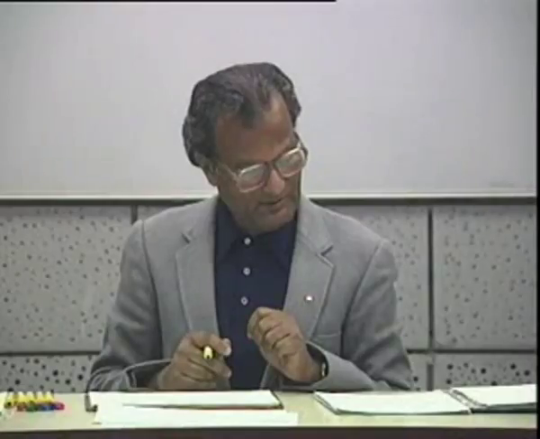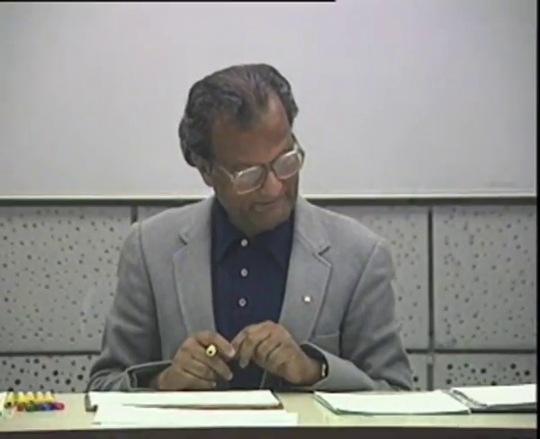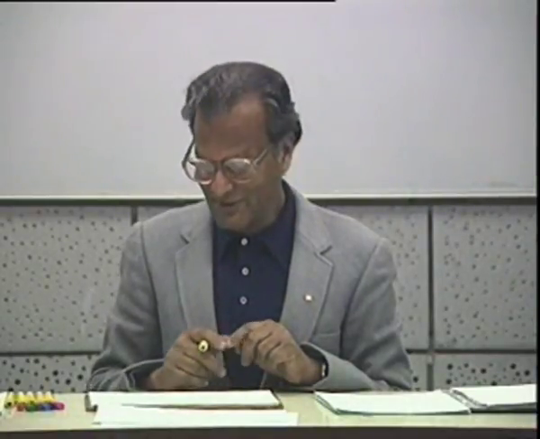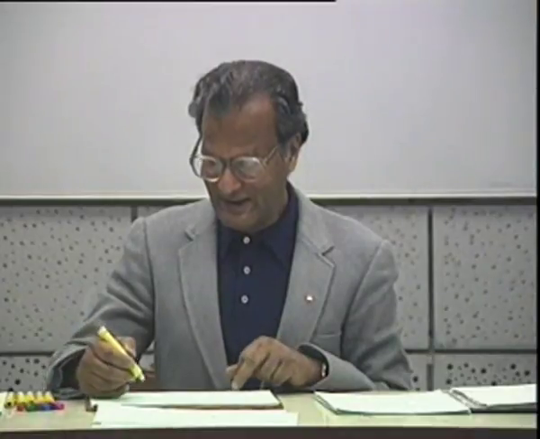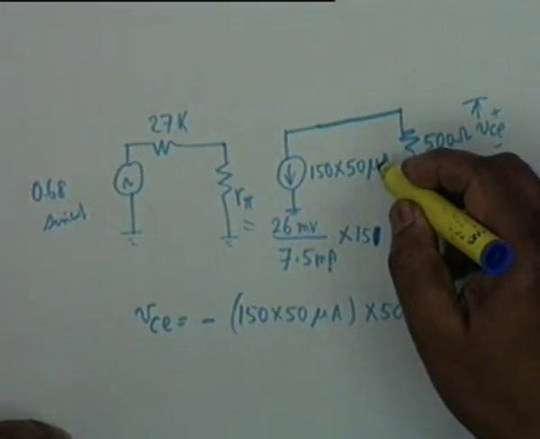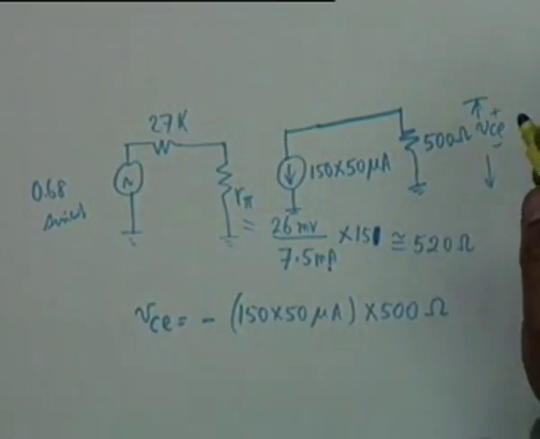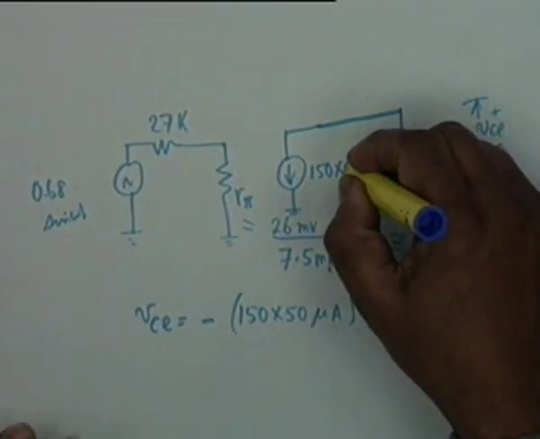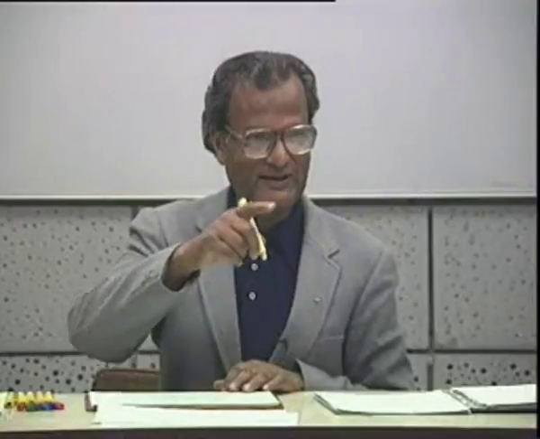Yes, we have not found out IB. Yes, sir. Now we have to find out IB. IB is not 50 microampere. No, this is the DC value. Yes. How come you didn't object to it? This is the DC value. This is not correct. I'll answer your question a little later.